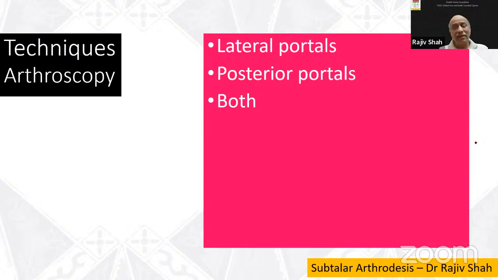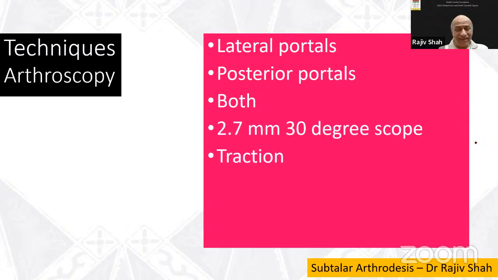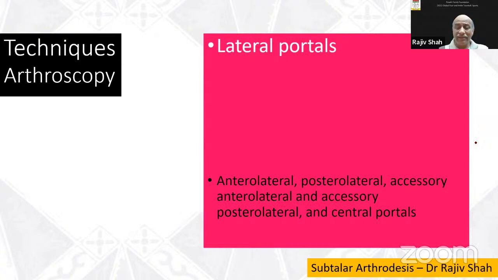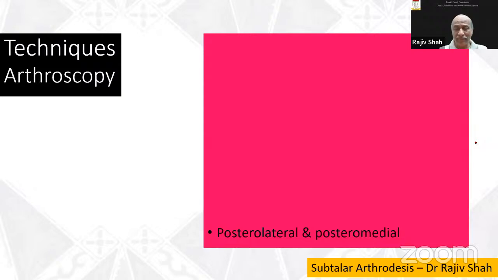technically demanding. There are lateral portals and there are posterior portals. And you could take both. A 2.7 mm 30 degree scope is what is being used. You need to put in a traction between talus and calcaneus, and you have an anterolateral or posterolateral portal, or accessory anterolateral and accessory posterolateral portal, and a central portal when you're doing it in the lateral position. In a posterior position, you have a posterolateral and posteromedial portal.